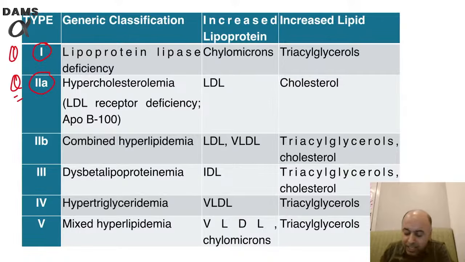In type 1, what is happening? There is lipoprotein lipase deficiency. Now, for lipoprotein lipase deficiency, you have to keep in mind there are three possibilities for the lipoprotein lipase deficiency.